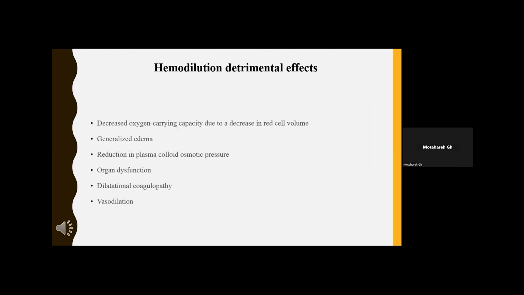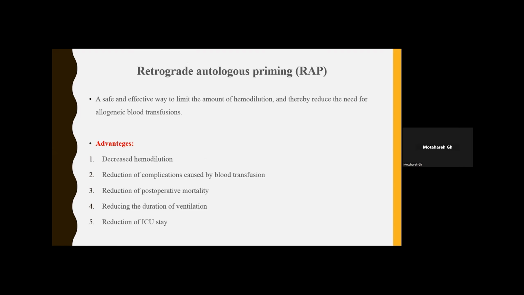Hemodilution is associated with many detrimental effects, such as decreased oxygen carrying capacity from a decrease in red cell value, generalized edema, reduction in plasma colloid osmotic pressure, organ dysfunction, dilutional coagulopathy, and vasodilation. The effect of hemodilution can be offset by priming the circuit with blood product. However, perioperative transfusion of blood or blood product is associated with increased morbidity and mortality after cardiac surgery.